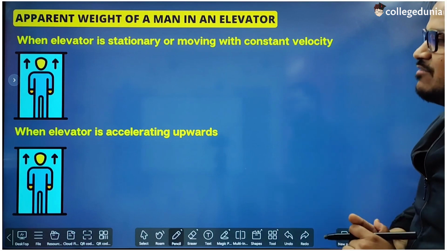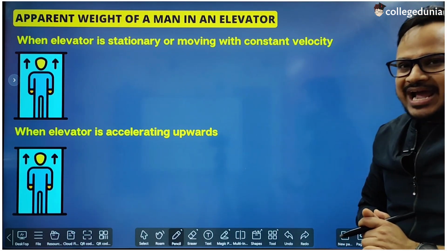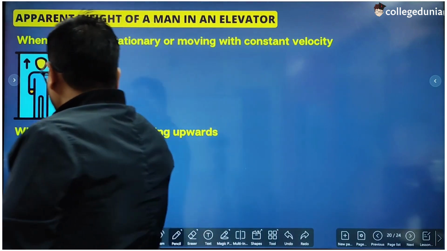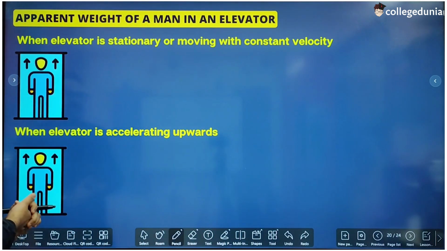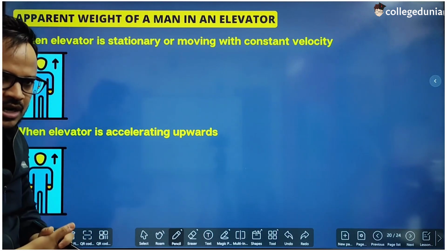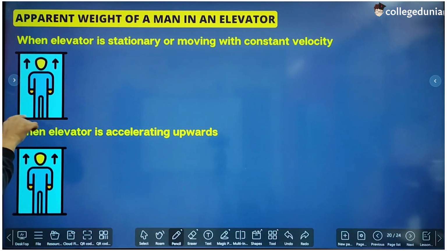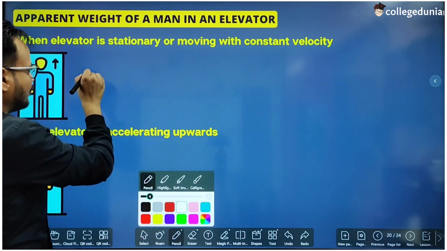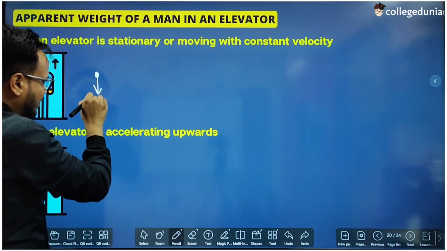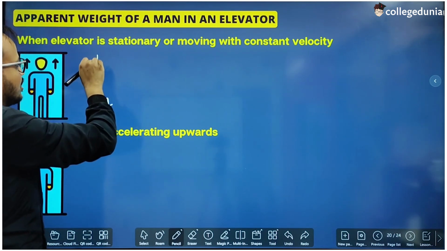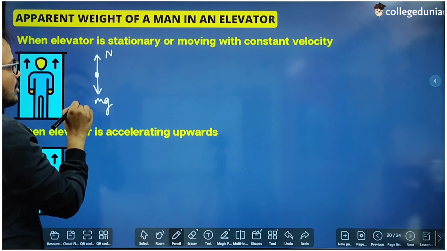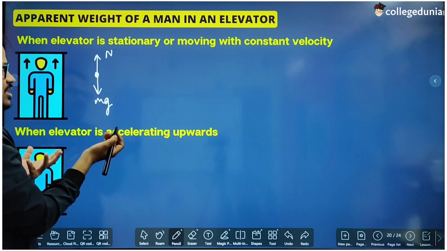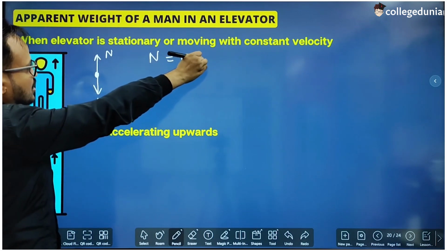Apparent weight of a man in an elevator. This is again a very important concept and derivation, in which we will find the weight of a man in an elevator. Suppose a man is standing in an elevator and the elevator is moving with constant velocity, and a weighing machine is kept in this elevator on which this man is standing. Now let's make the free body diagram of the man. The man is applying a weight mg on the weighing machine, and the weighing machine is applying a normal reaction, and since acceleration is 0, we can say that N equal to mg.